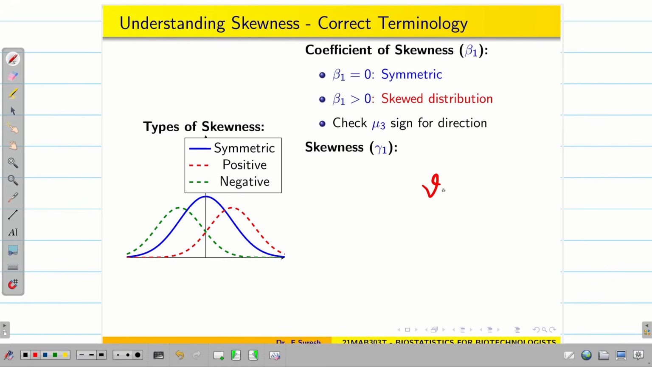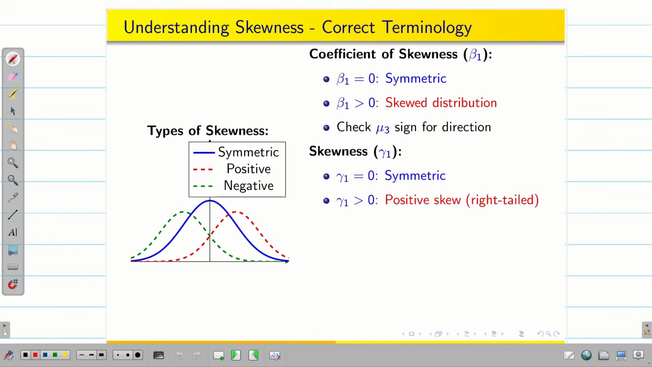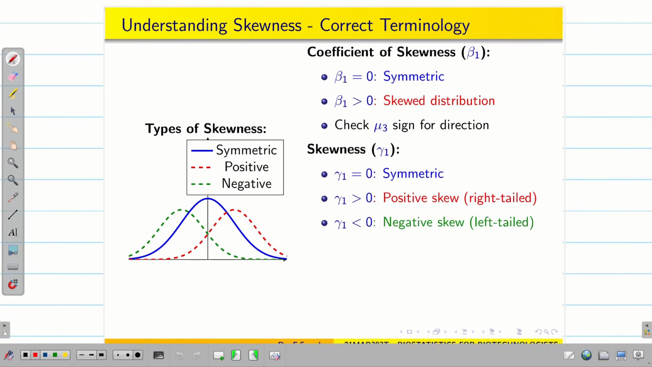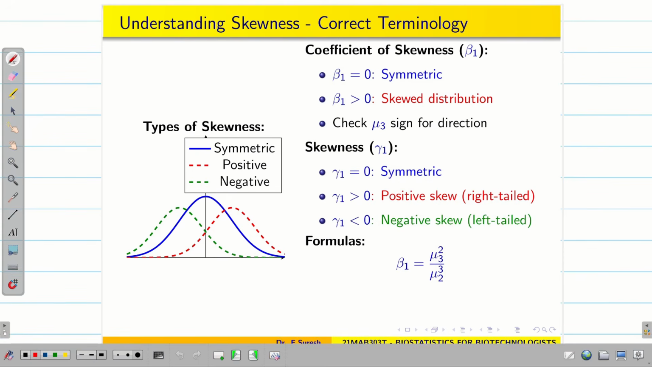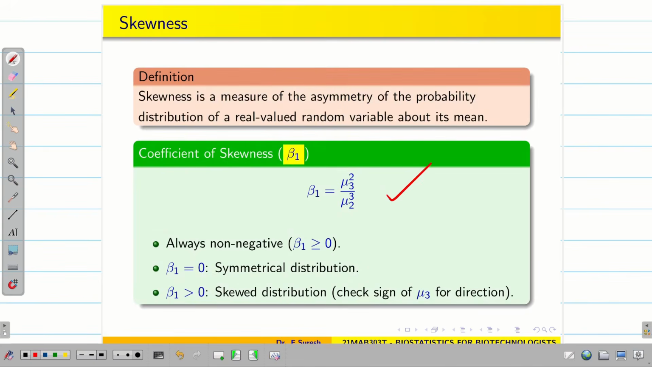The skewness is measured by gamma 1. The coefficient of skewness is measured by beta 1. Gamma 1 equal to 0, symmetric. If gamma 1 is greater than 0, positively skewed. Gamma 1 is less than 0, negatively skewed. Just now we saw the formula, and now we have to write the relation between beta 1 and gamma 1. Beta 1 is equal to gamma 1 square. Now you can understand the visualization of skewness, and this is the formula.